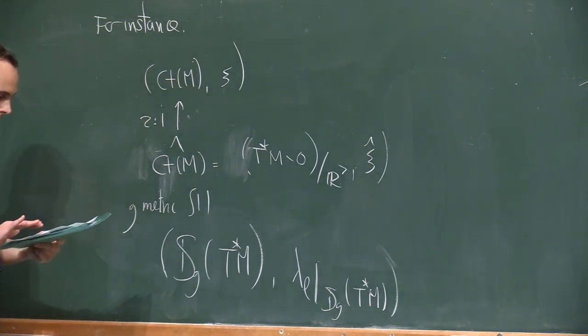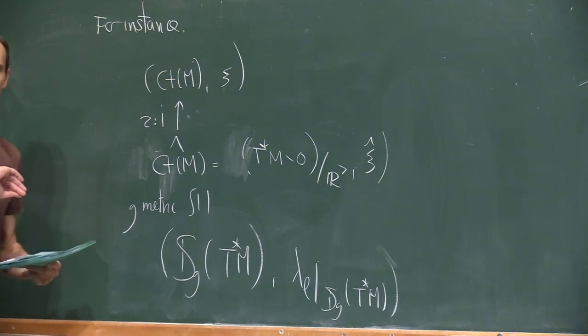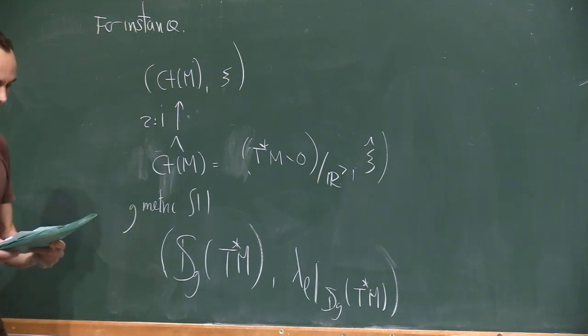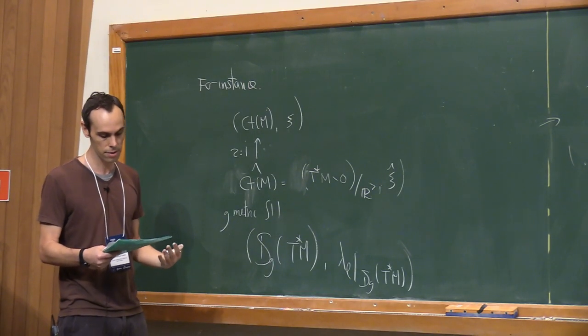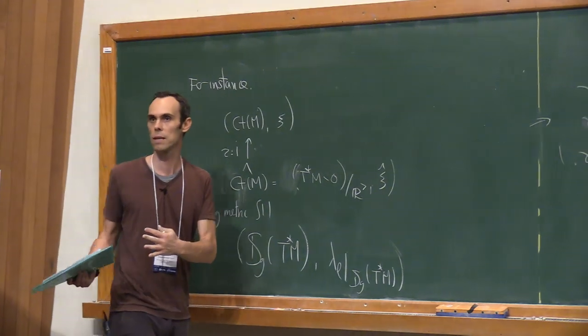All right, so I think I'm going to stop here. And I think it's in half an hour. I'll continue telling a little bit about this monster theorem, a recent theorem, on the existence of contact structures, mostly on compact manifolds, on closed manifolds.